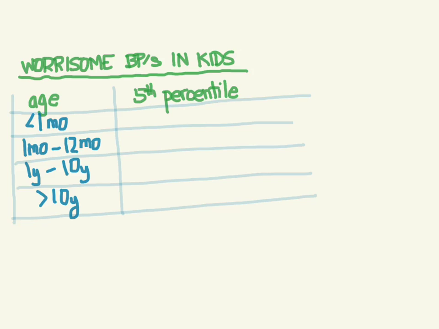So the worrisome numbers here for less than 1 month is less than 60. For 1 month to 12 months is less than 70. For 1 year to 10 years is less than 70 to 90. And then for someone who's 10 years or older, is less than 90. So you can see it goes 60, 70, 70, 80, 90, and 90 for these age groups. So it's pretty easy to remember.